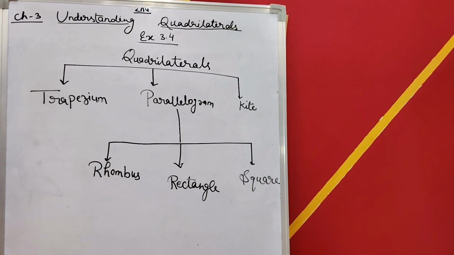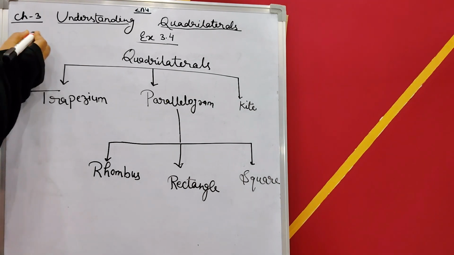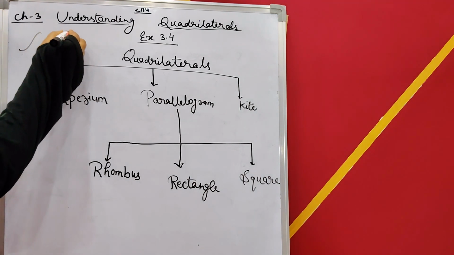So as we are on chapter 3, that is Understanding Quadrilaterals. We have discussed the curves. If you take a pen or pencil and draw any kind of shape without lifting your pen or pencil, the shape you get is known as a curve. This kind of shape is known as a curve.